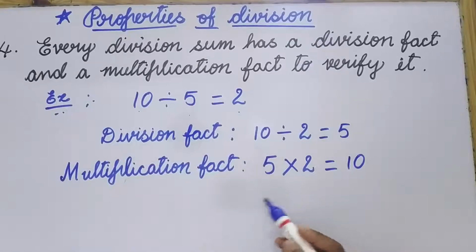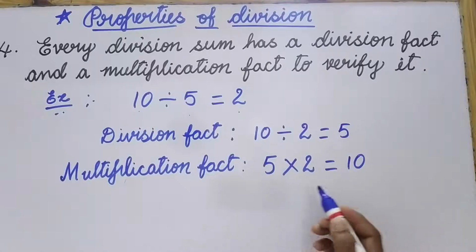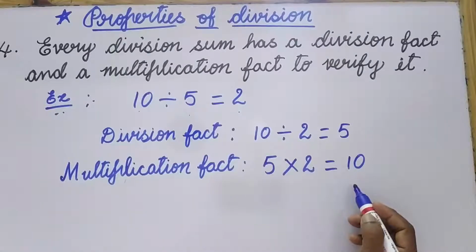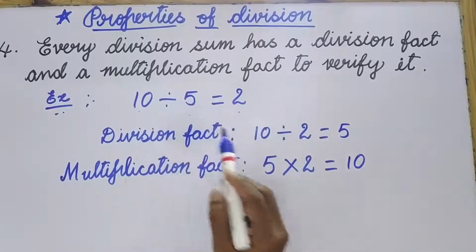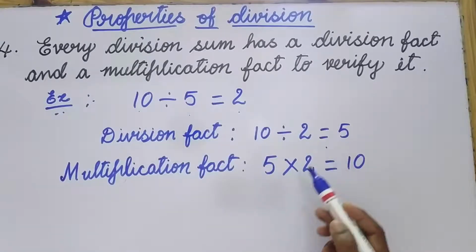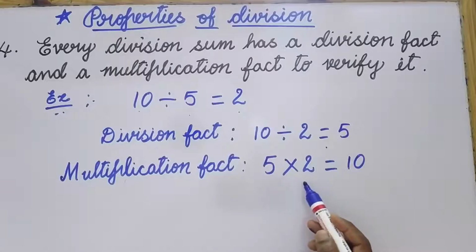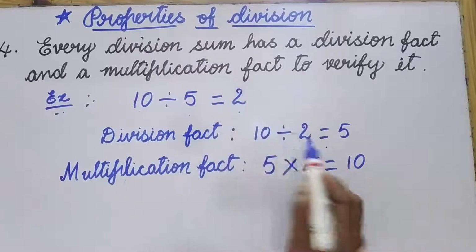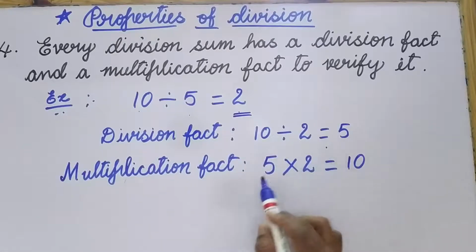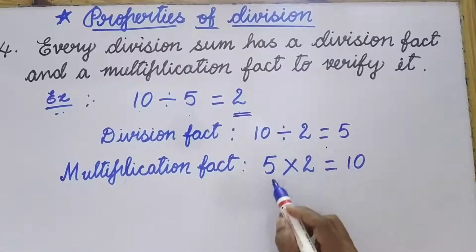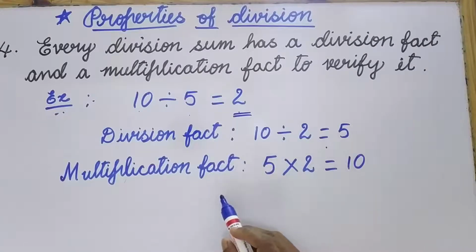We found this in the beginning itself when we were learning about the relation between the terms; that is a multiplication fact. So from this we came to know every division sum has a division fact as well as a multiplication fact. To verify whether we got the correct answer, the correct quotient or not, we can do verification using these facts, division fact or multiplication fact.